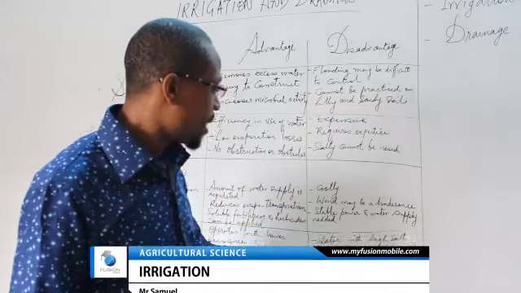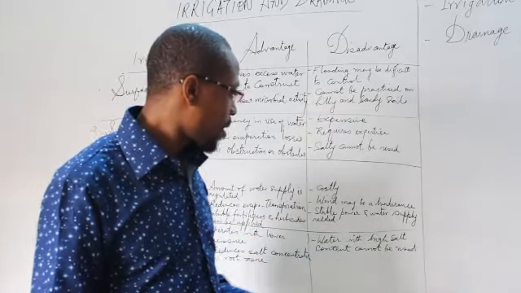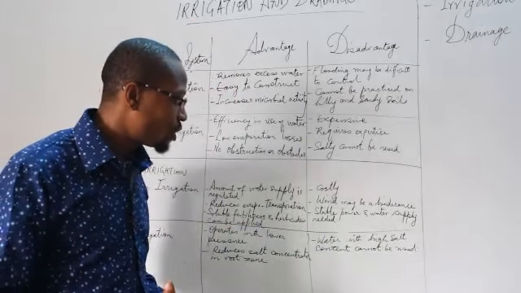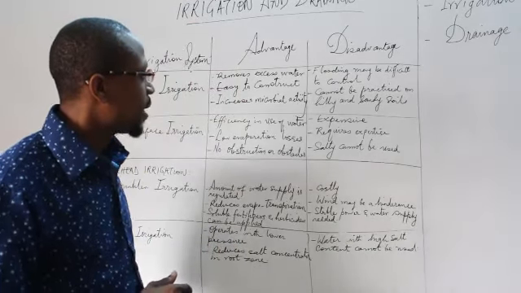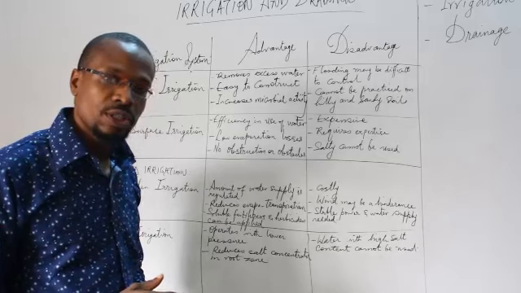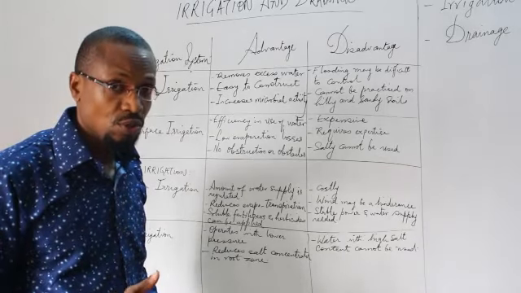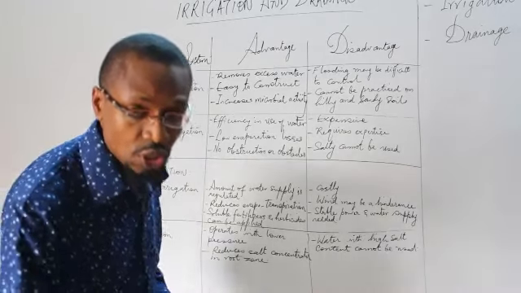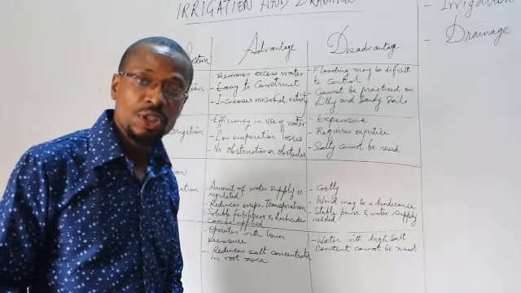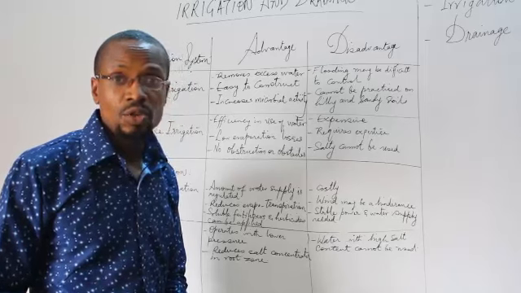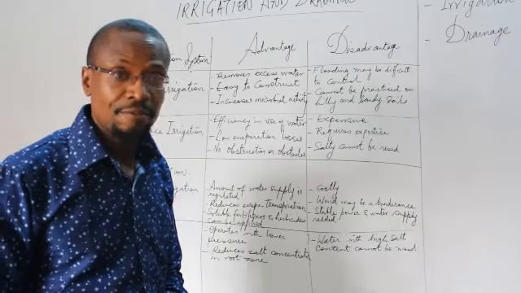Furthermore, in the disadvantages, water with high salt concentration cannot be used. Of course, you should know because it goes straight to the roots of the plant. So if water with high salt concentration is used, definitely it will affect the plants adversely.